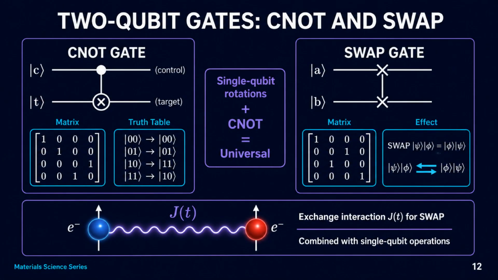Two-qubit gates create entanglement and enable universal quantum computation. The controlled NOT or CNOT gate flips the target qubit if and only if the control qubit is 1. The swap gate exchanges two qubit states. Together with single qubit rotations, CNOT forms a universal gate set. Physical implementation uses exchange interaction between neighboring spins, controlled by gate voltages or pulsed operations.